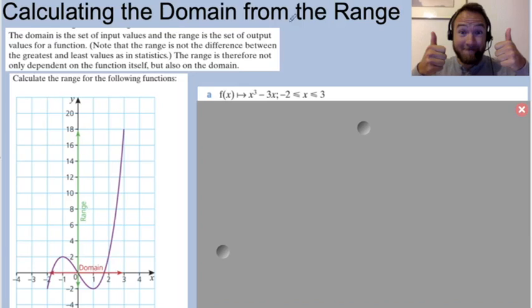Alright, so calculating the domain from the range. The domain is the set of input values and the range is the set of output values for a function. Note that the range is not the difference between the greatest and least as in statistics. So remember, if you find mean, median, mode, and range, that means something different.